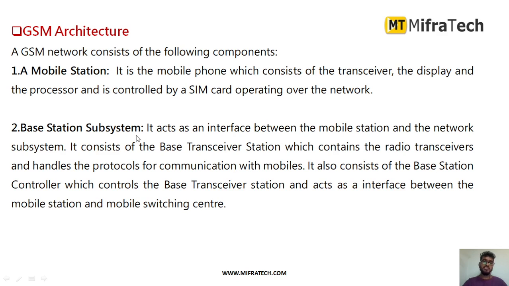The second one is the base station subsystem. It mainly acts as an interface between the mobile station and the network subsystem. It consists of the base transceiver station, which contains radio transceivers and handles the protocols for communication with the mobile phones. It also consists of a base station controller, which controls the base transceiver station and also acts as an interface between the mobile station and the mobile switching center. So this is the base station subsystem.